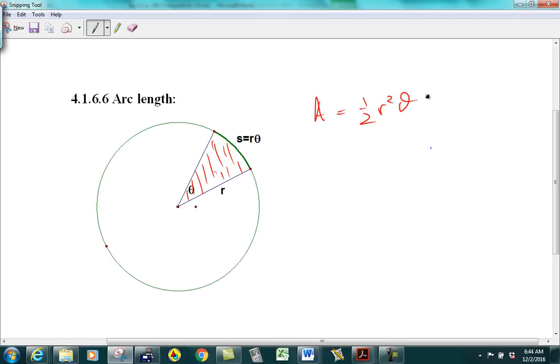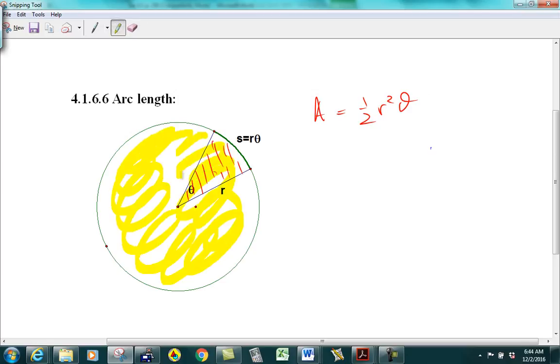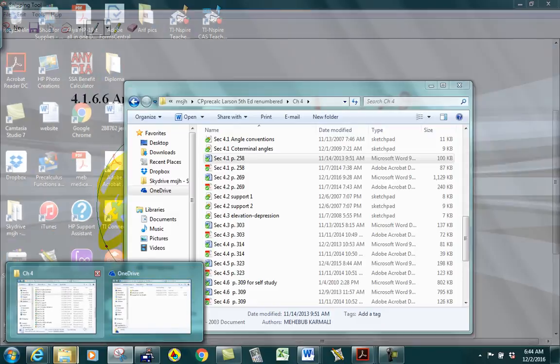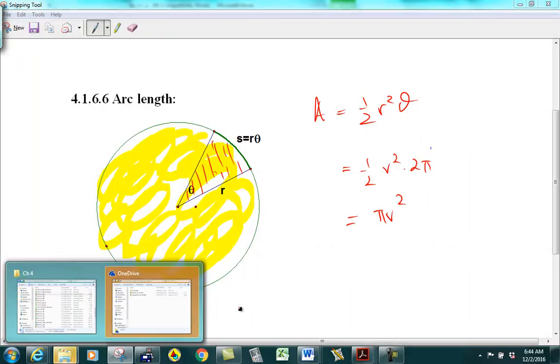So again, if you go around the entire circle, then you will cover all this area, and theta would be 2 pi, and then this formula becomes 1/2 r squared times 2 pi, which becomes pi r squared, which is the area of the circle. So again, both the formulas make complete sense there.